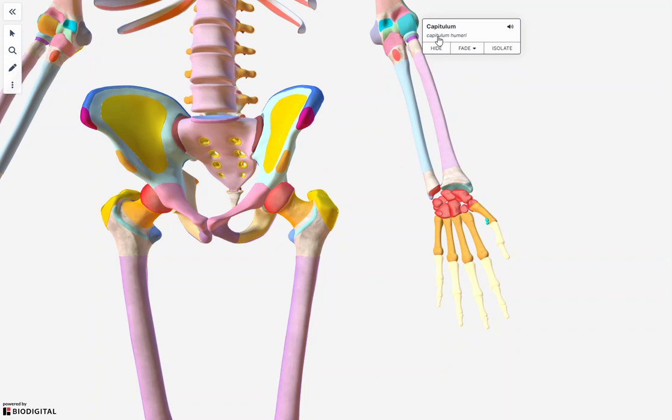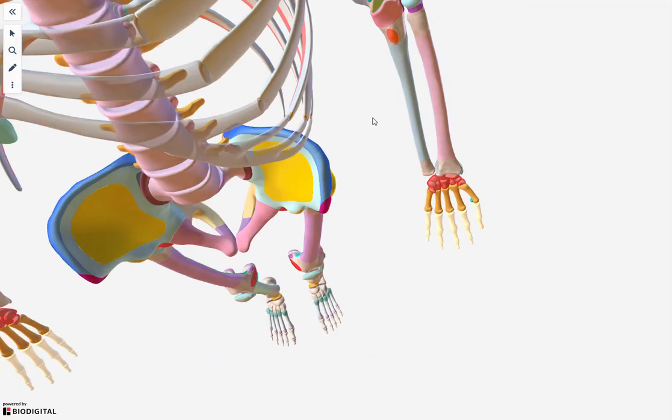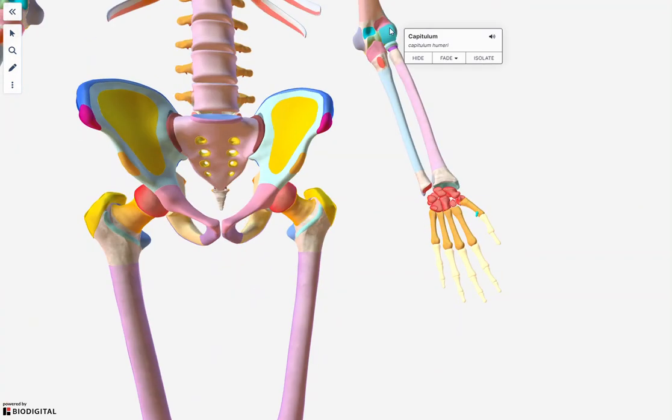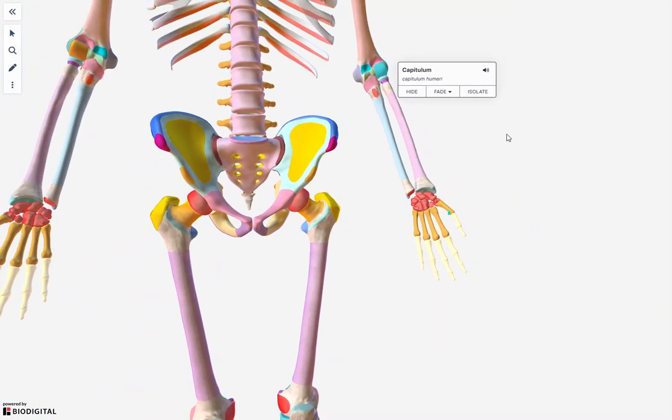We could say that the capitulum of the humerus is more proximal than the radial head. The capitulum and the radial head articulate, but the capitulum is the more proximal of those two structures. So it's going to get very specific and very in depth about all of these little areas here.